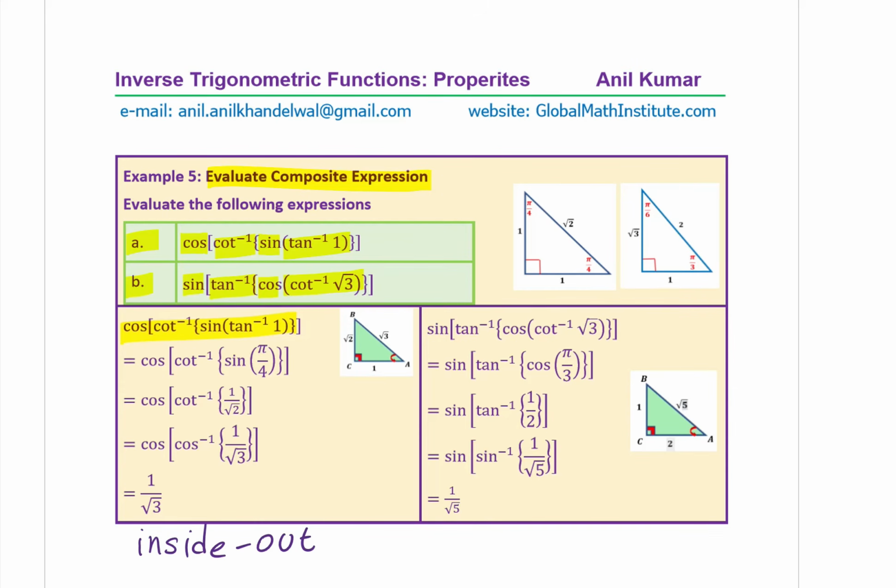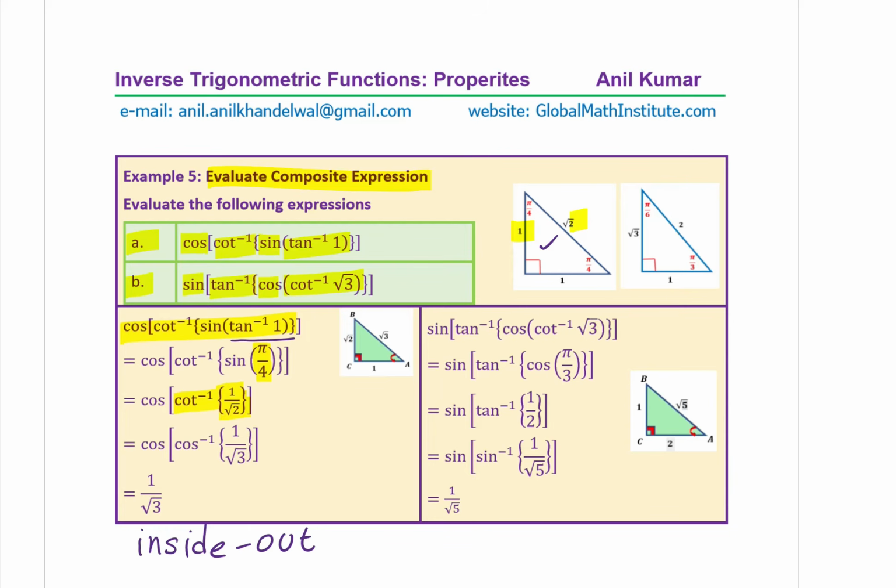So we'll begin from the inside function, which is tan inverse of 1. We know tan inverse of 1 is what? It is pi by 4. So we replace this tan inverse of 1 with pi by 4. Now, what is sine pi by 4? Sine pi by 4 is 1 over square root 2. So we replace that with 1 over square root 2. Now we need to solve for cot inverse of 1 over square root 2.